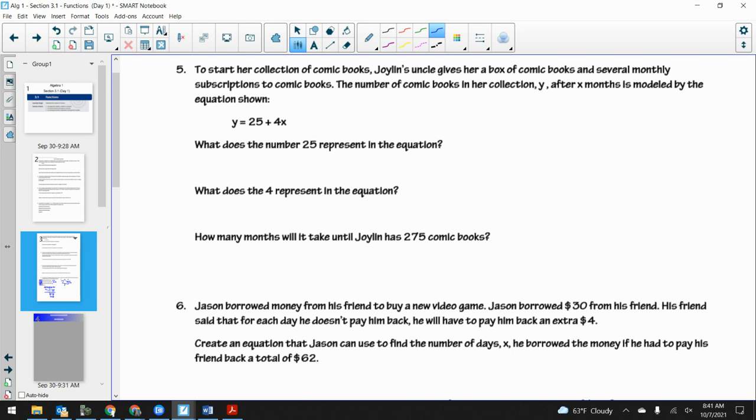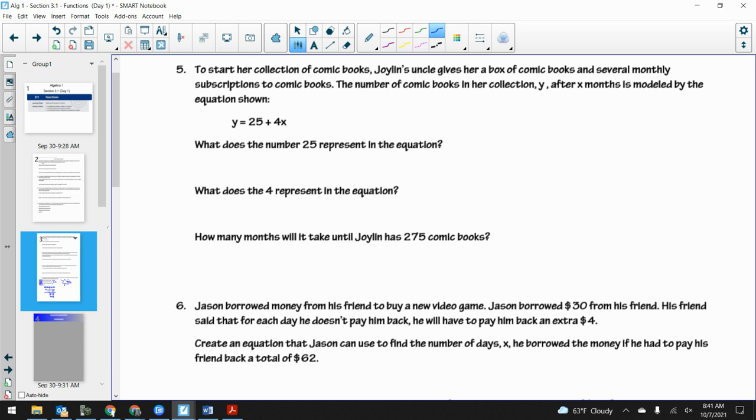I said how many comic books you already have from her uncle? Good. The original amount of comic books, the starting value, the comic books before the subscription. That's good. What about the 4? What does the 4 represent? The amount she gets per month. Good. And how many is that? 4. So we can say that represents the fact that she's getting 4 comic books per month. Good.